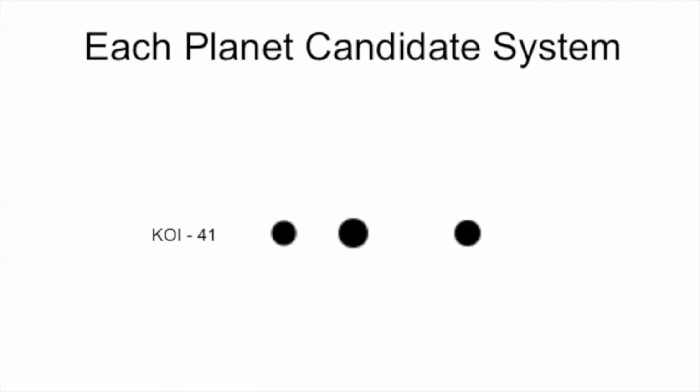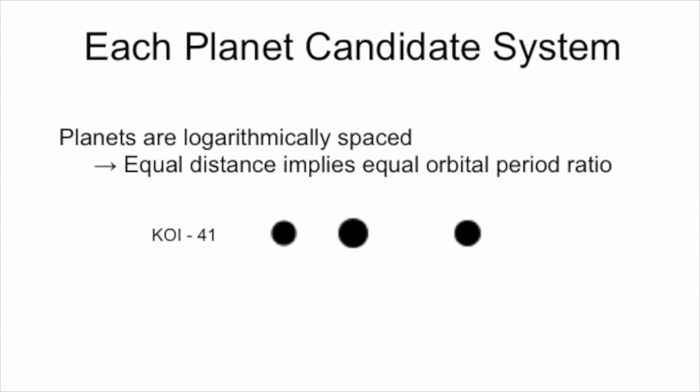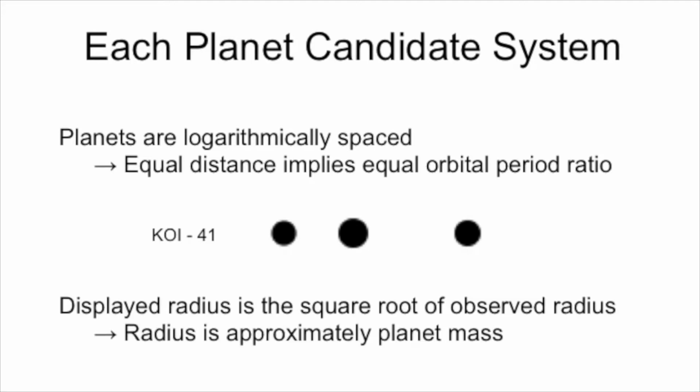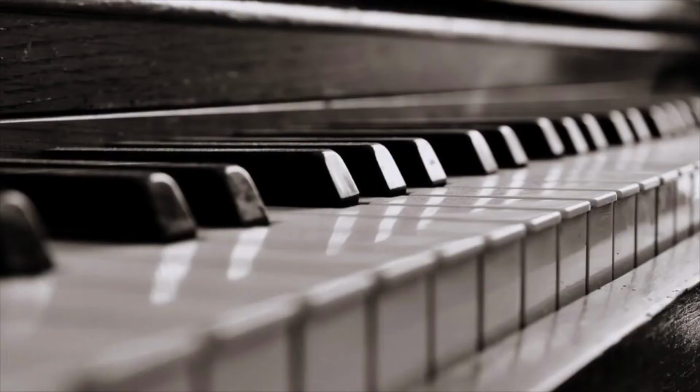As we go through each planetary system, I step through each combination of adjacent planet pairs. So for a three-planet system, I'll play the chord that corresponds to the inner two planets, the outer two planets, and then all three planets together. In the video, the planets are spaced logarithmically, where equal distance corresponds to equal period ratios. The sizes of the planets that are displayed is the square root of the observed radius, and that corresponds to approximately the planet mass. That gives a basic overview of how I constructed the music of these Kepler planetary systems.